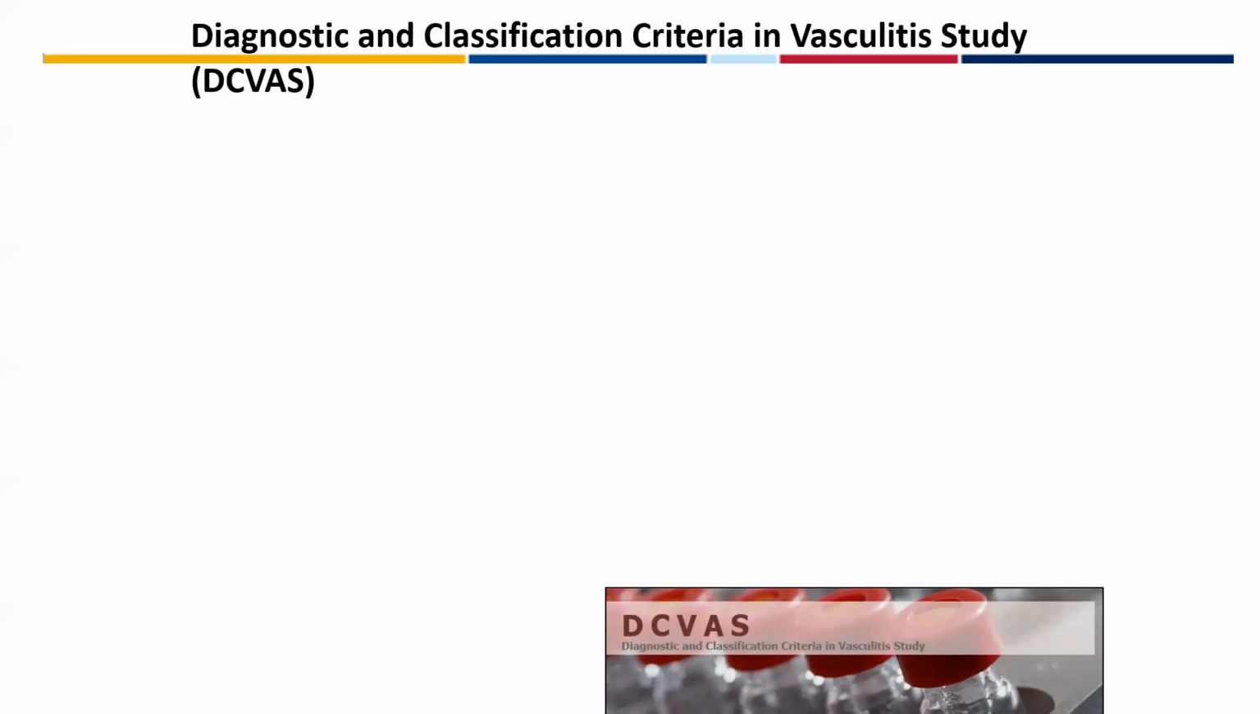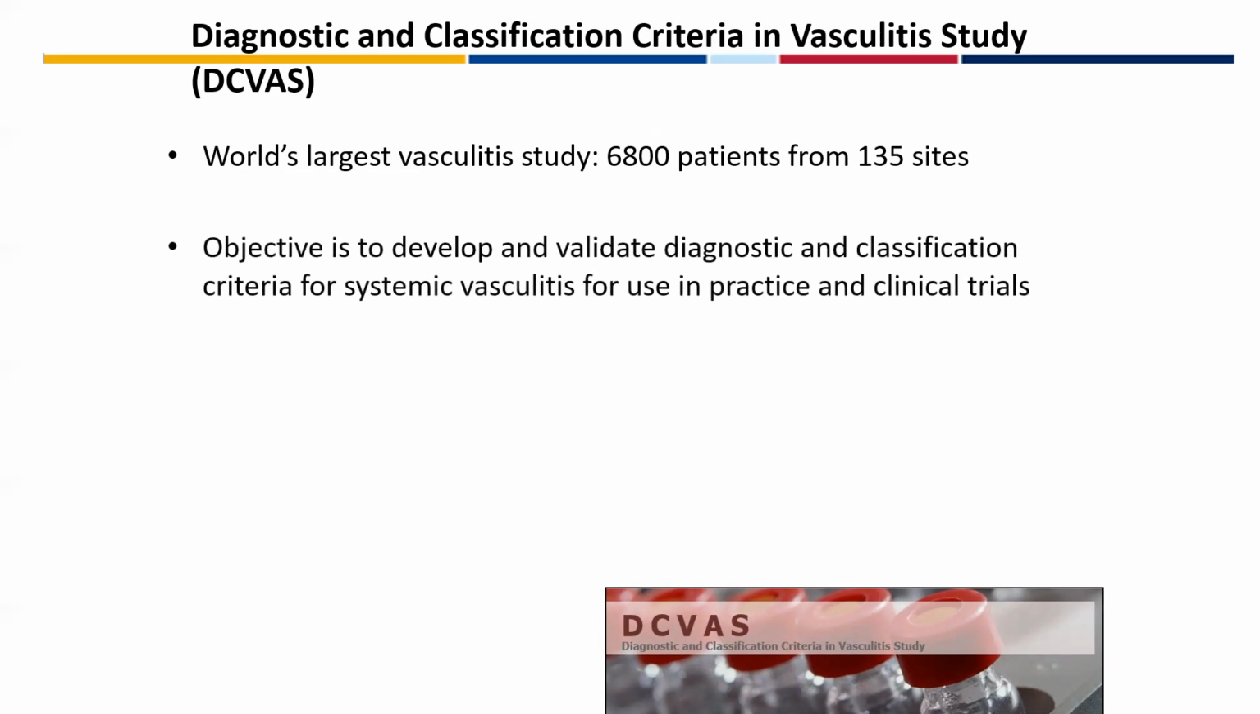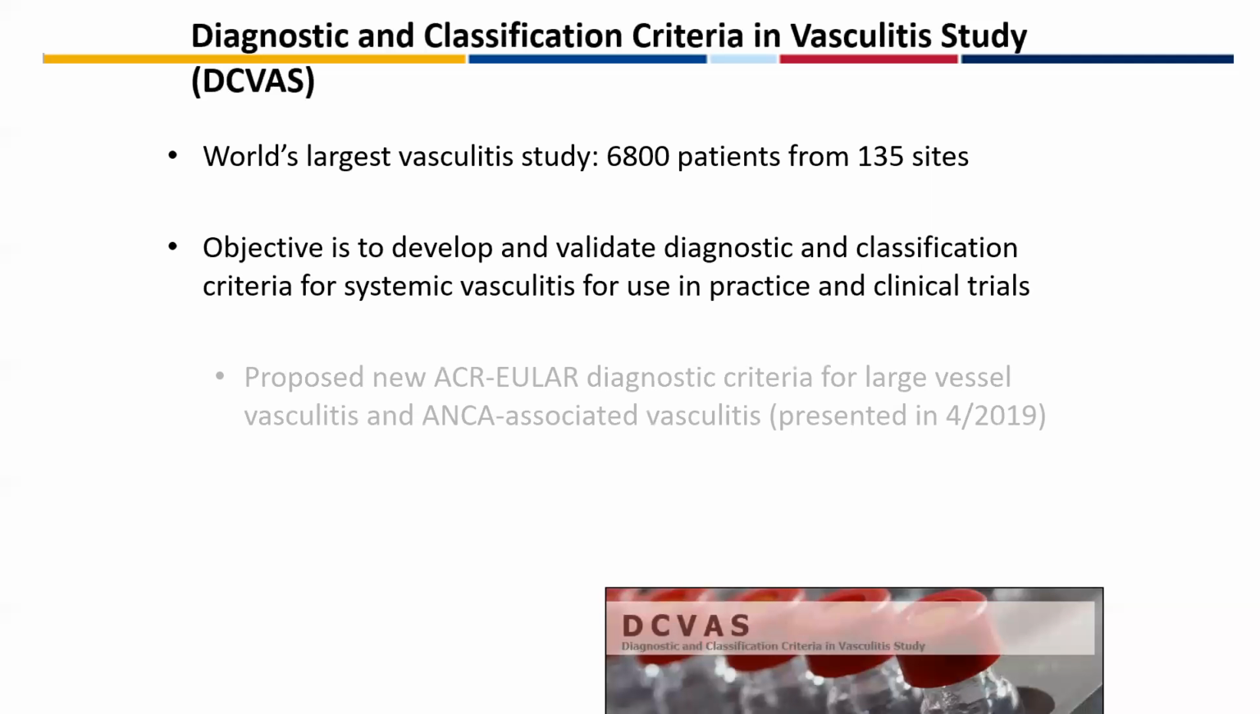And so that brings me to talk about this study, DC-VAS. It's a diagnostic and classification criteria in vasculitis study. It's the world's largest vasculitis study, including 6,800 patients from 135 sites worldwide. And the objective of this study simply is to develop and validate diagnostic and classification criteria for systemic vasculitis for use in practice and clinical trials.